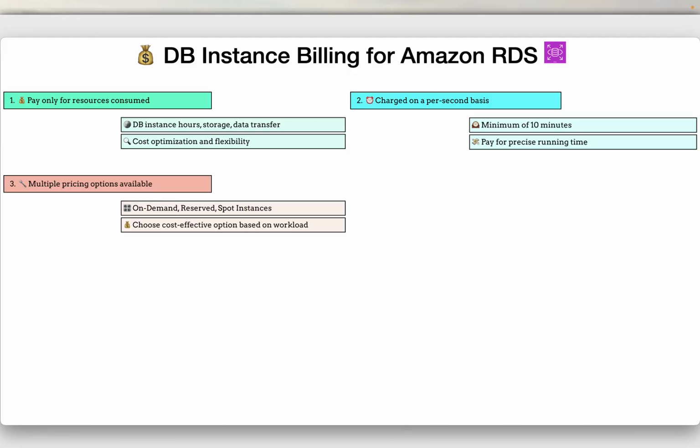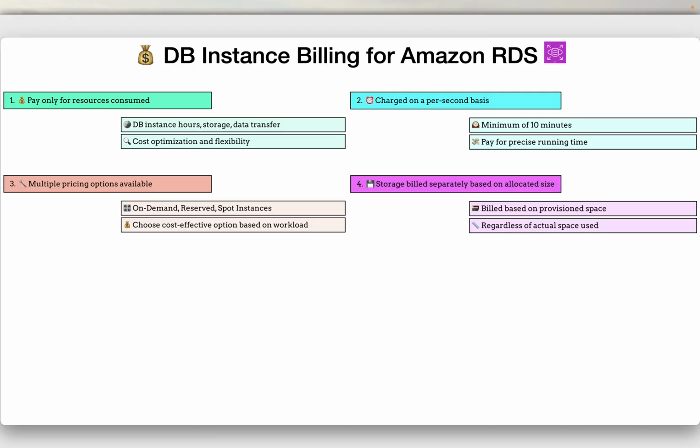Third, multiple pricing options available. Amazon RDS offers various pricing options including on-demand instances, reserved instances, and spot instances, allowing you to select the most cost-effective option based on your workload requirements. Fourth, storage billed separately based on allocated size. Storage for your DB instances is billed separately based on the amount of storage space you have provisioned, regardless of the amount of space actually used.